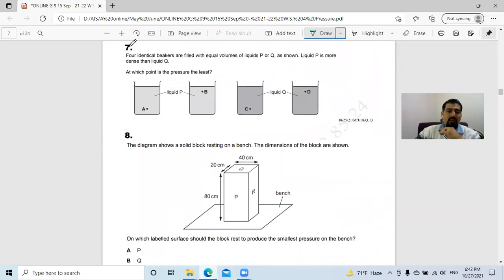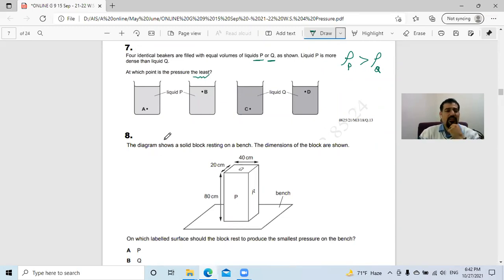Question number 7. Four identical beakers are filled with equal volumes of two liquids, P and Q. Liquid P has more density than liquid Q. So the density of P is greater than the density of Q. Good? Okay. At which point is the pressure the least?